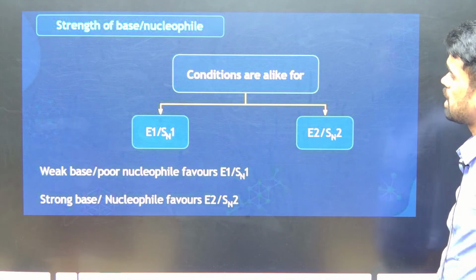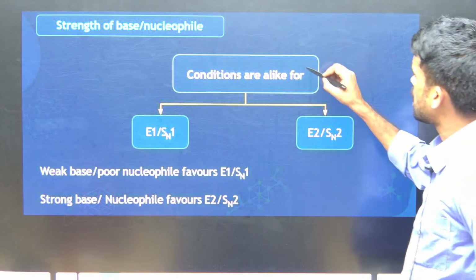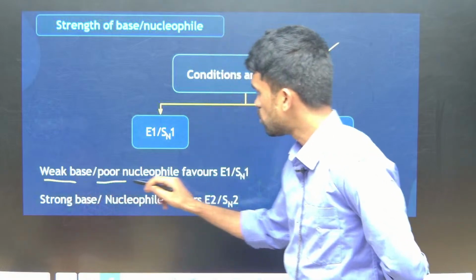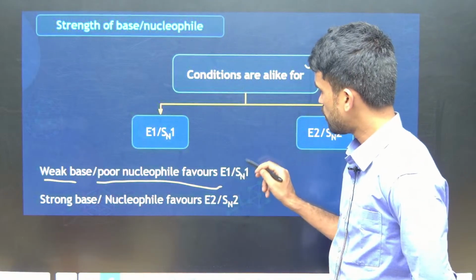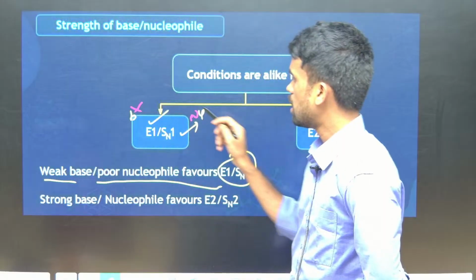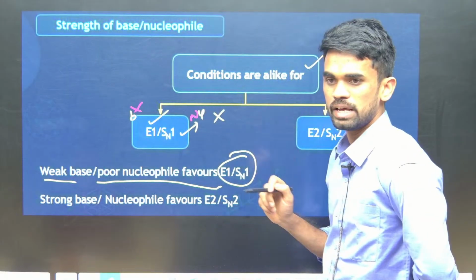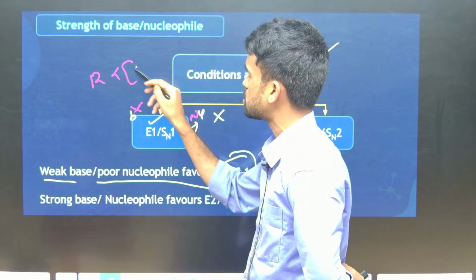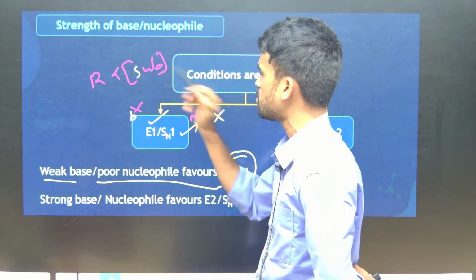So, strength of a base or a nucleophile. Conditions are alike for both E1 and E2. A weak base or poor nucleophile favors E1 or SN1. In the E1 case we required a base, in the SN1 case we required a nucleophile, but the rate of reaction does not depend on the base in E1 and does not depend on the nucleophile in SN1. The rate of reaction depends only on the substrate concentration in the rate determining step, formation of the carbocation.